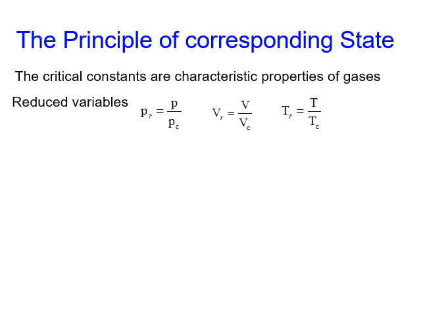We have seen that critical constants are characteristic properties of gases. So now we define reduced variables by using pressure divided by critical pressure, which is called reduced pressure, volume divided by critical volume, which is called reduced volume, and the temperature divided by critical temperature is called reduced temperature. And let's see what we can do with these reduced variables.